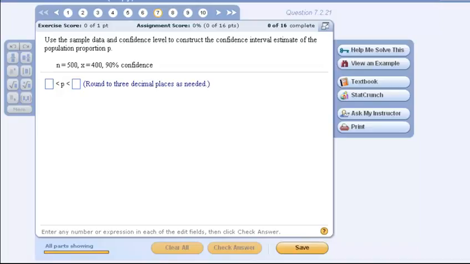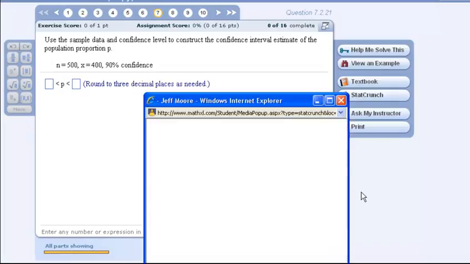The problem says to use the sample data and confidence level to construct the confidence interval estimate of the population proportion P. We're told that N is 500, X is 400, and we are to construct a confidence interval such that the endpoints would give us 90% confidence. Okay, so we'll click StatCrunch.